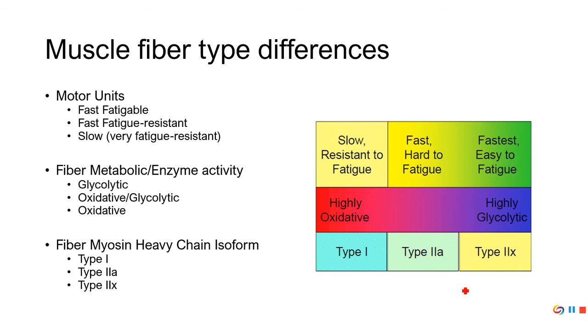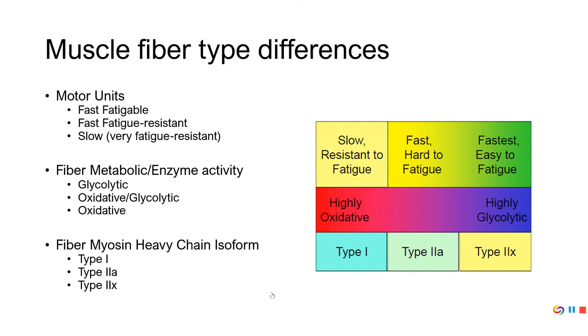And so another way to look at this is we've got type 1, type 2A, and type 2X in this figure here. So we break them down into how fast they fatigue, what kind of enzyme activity they've got, and then ultimately what kind of myosin head they've got. And this is primarily determined in part by the ATPase enzyme that's on them. Okay, so even the myosin is different among these 3 different fiber types. And so those are just the primary differences between type 1, type 2A, and type 2X motor units.